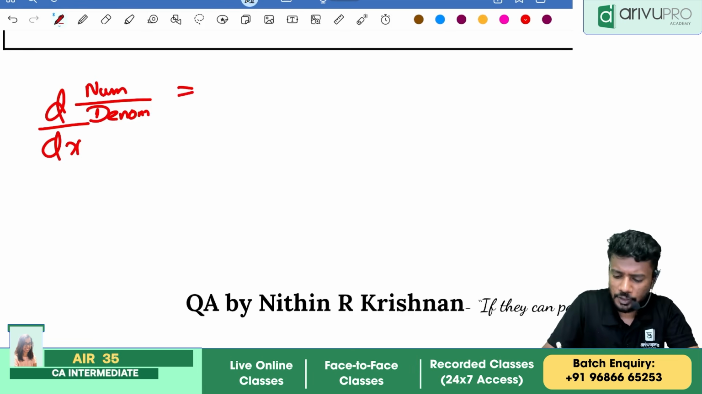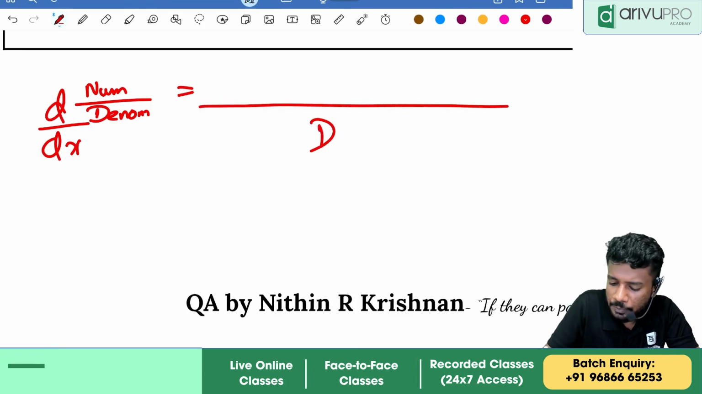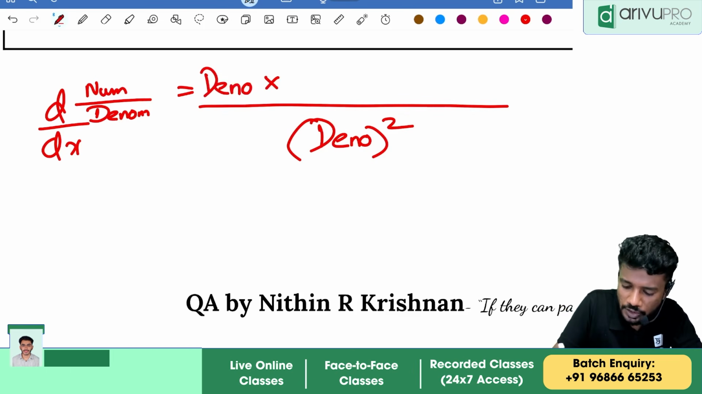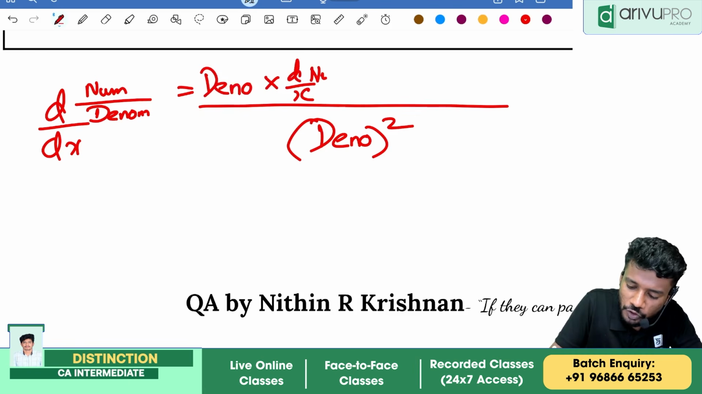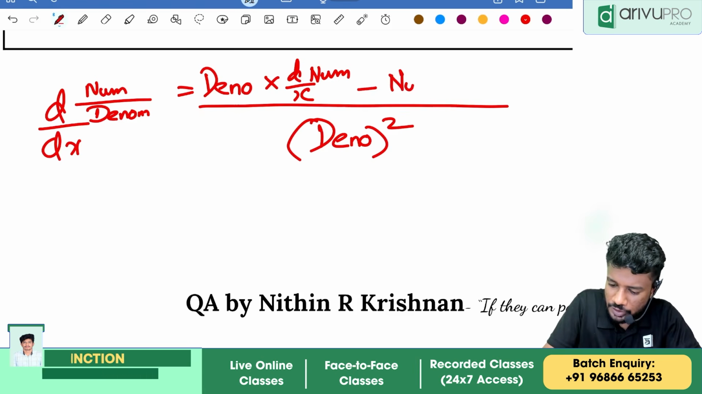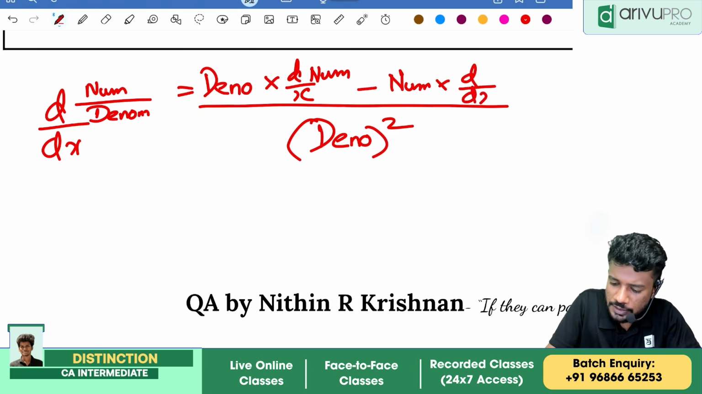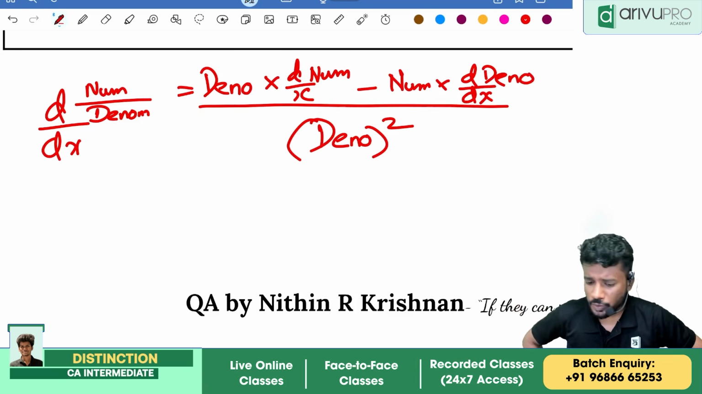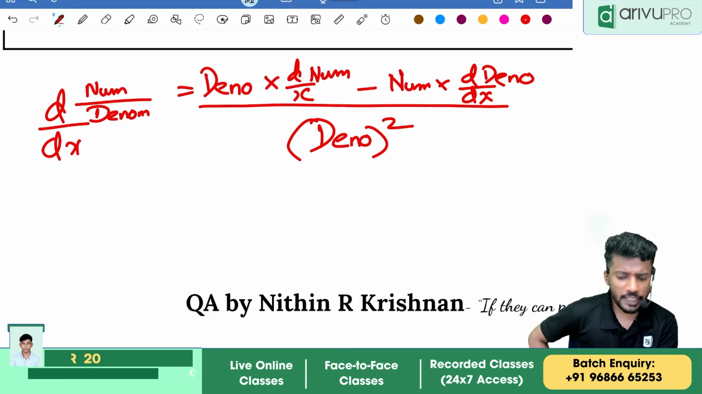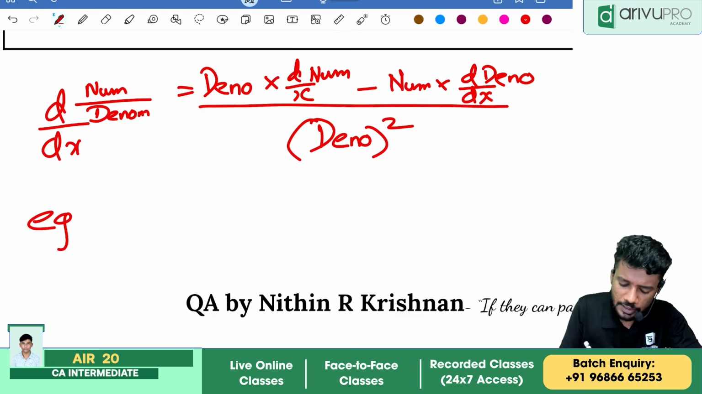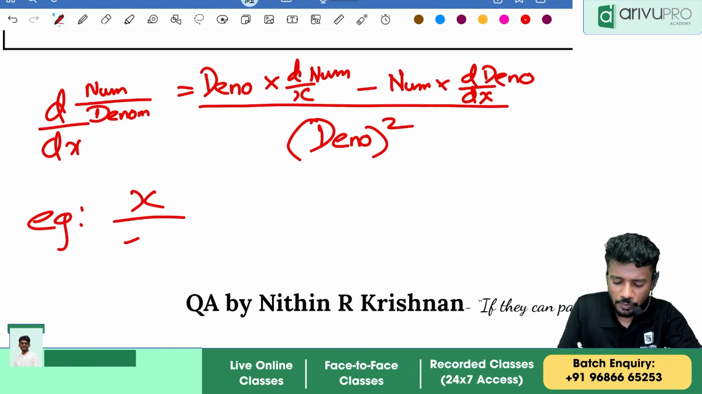How to do that? That is nothing but first draw the line and write denominator square. In the denominator, what is there? Denominator square. Then write denominator into derivative of numerator minus numerator into derivative of denominator. What is given now? The entire thing divided by denominator square, then denominator into derivative of numerator minus numerator into derivative of denominator. Example I will give. Example, find the derivative of x divided by e raised to x.